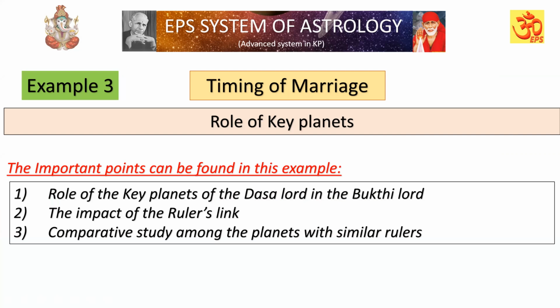That is the built connection, and the impact of the ruler's link. How the ruler's links, favorable or unfavorable, pass their significations to the other level, that also we can find. And importantly, the comparative study among the planets with similar rulers. So we will discuss these points importantly. You can find those points in this chart.